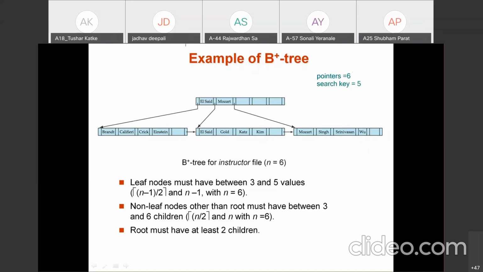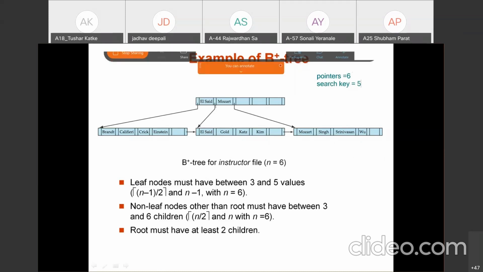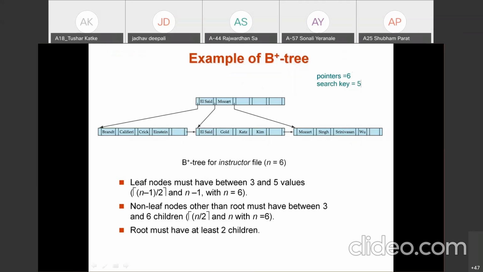So another example is shown here. Ilsaid and Mozart, two are taken as search keys in the root node. So this is the root node.